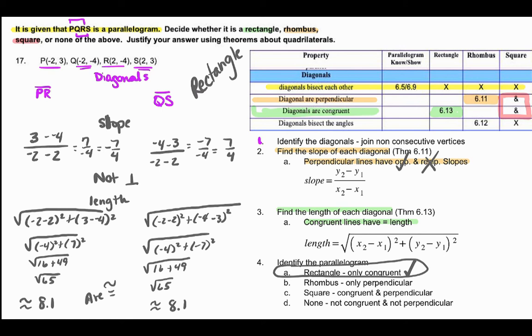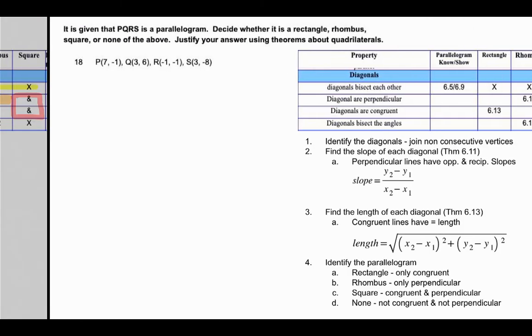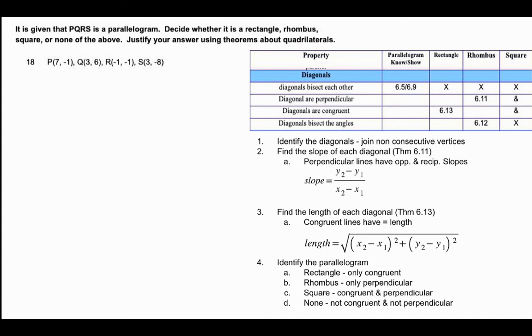So let's look at another example. We'll organize this one a little differently, see if it helps. So I'm going to go through the same process. I'm going to identify the diagonals. So I'm going to work with diagonal PR. So P is at 7, negative 1. R is at negative 1, negative 1. And then my other diagonal is going to be with Q and S. So Q is at 3, 6, and S is at 3, negative 8.